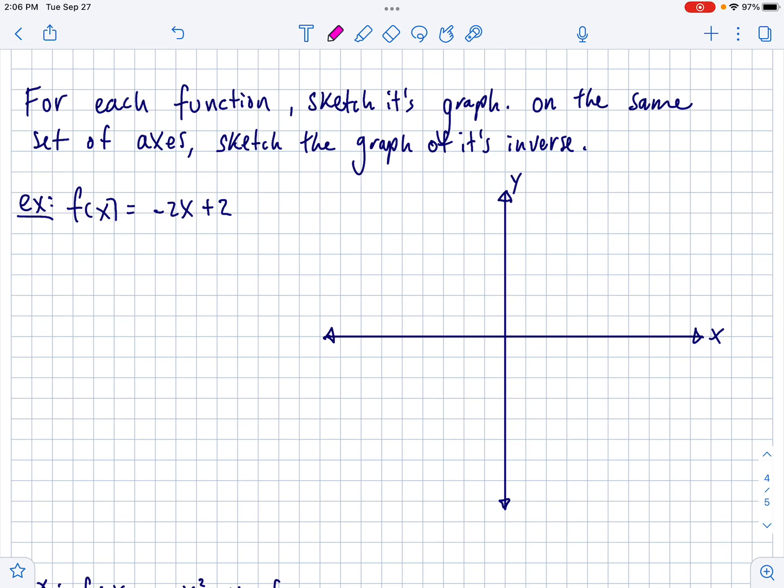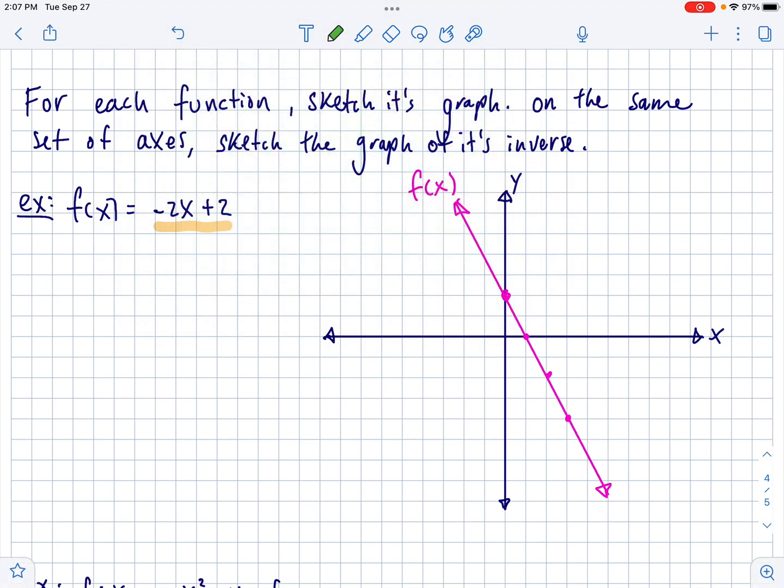For each function, sketch its graph on the same set of axes. Sketch the graph of its inverse. Well, I guess we'll start by graphing the original function. So I'm going to graph negative 2x plus 2. That's a linear equation that starts at positive 2 and goes down 2 over 1, down 2 over 1, down 2 over 1. So it looks something like this. So I'll label it. This is f of x.